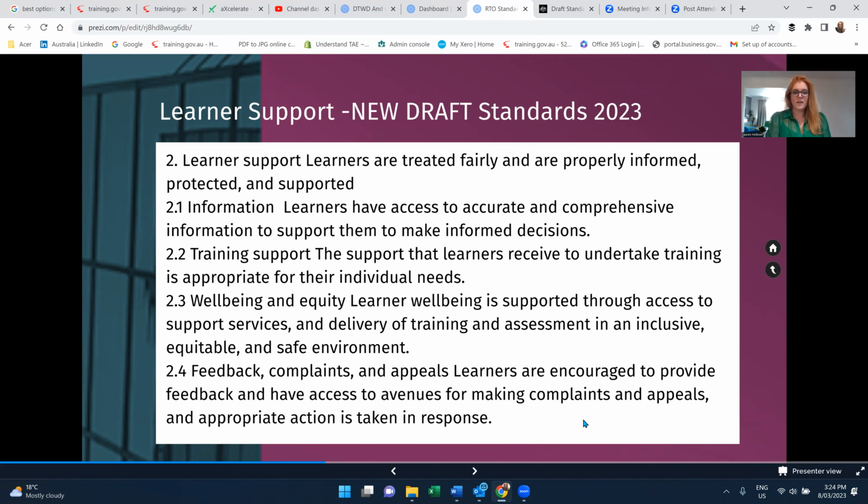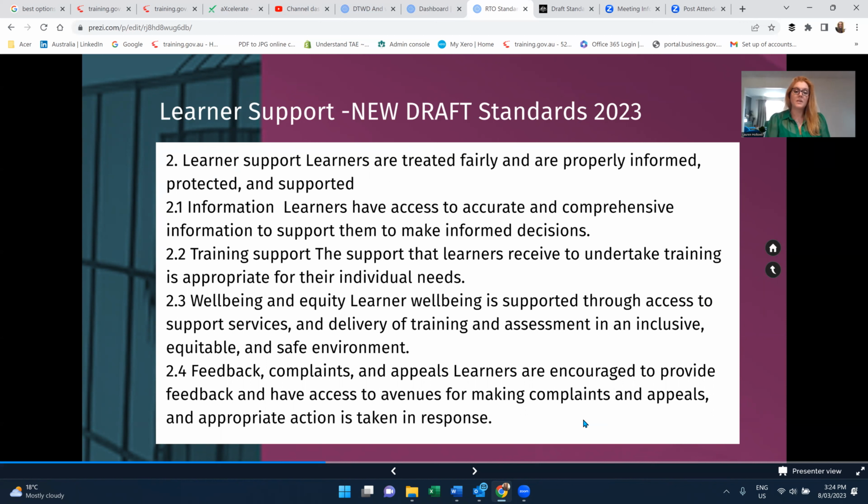There is a well-being and equity statement. So learner well-being is supported through access to support services, and the delivery of training and assessment in an inclusive, equitable, and safe environment. So what this is going to rely on is probably some upskilling for trainers in relationship to understanding what that language looks like in a classroom, and setting some really clear policies. My recommendation is just always to have a code of conduct. You have a code of conduct for your trainers, and you have a code of conduct for your students, so that we can make sure that we're all operating in a respectful environment. And it's about understanding that we will all make the effort to be respectful and supportive of each other.